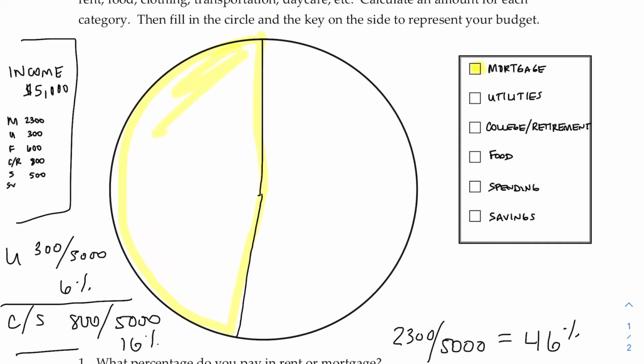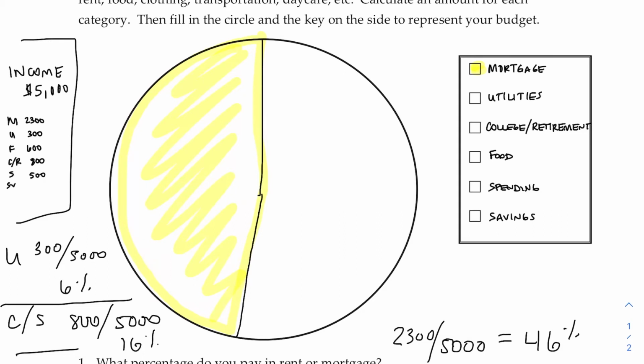Okay, and again, you can spend as much time as you want to make that look nice. Let's see here. Food's 12%. College savings is 16%. And then what do I got there? 10% for my spending money. Some different things here. I'm going to break this down.